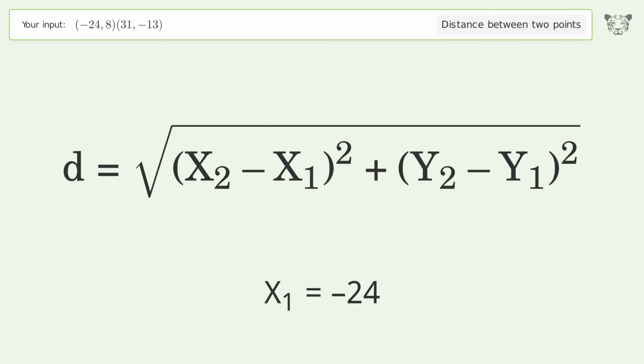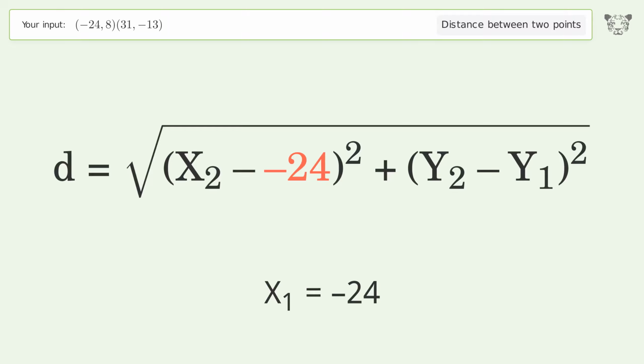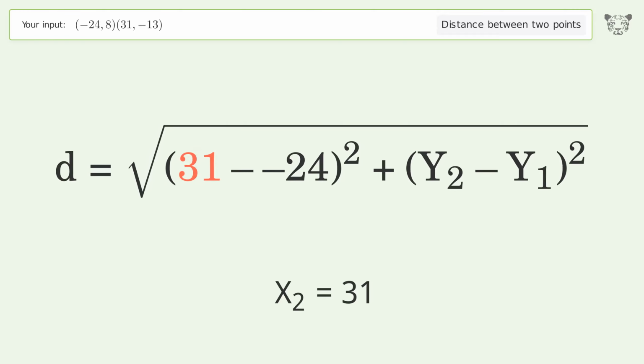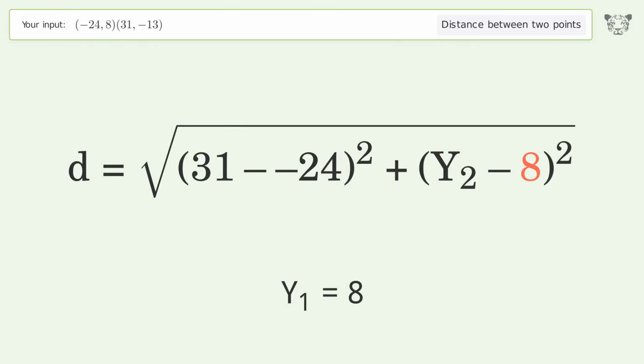x1 equals -24. x2 equals 31. y1 equals 8. y2 equals -13.